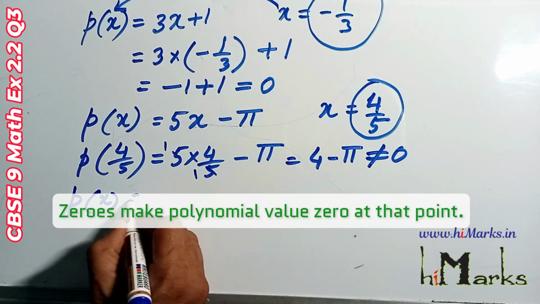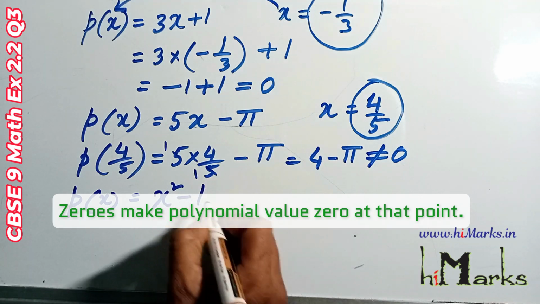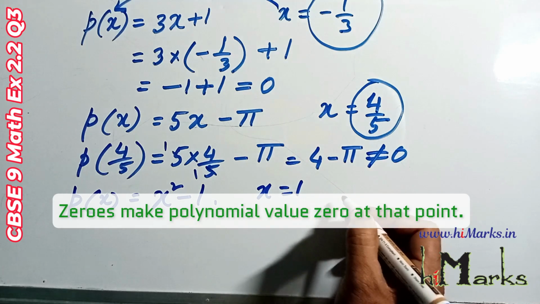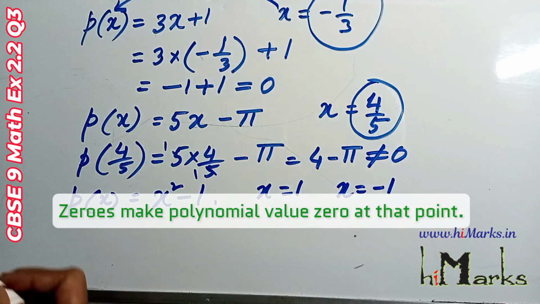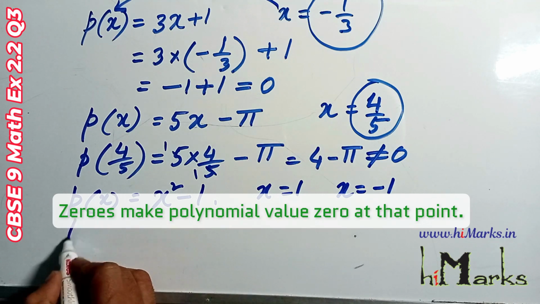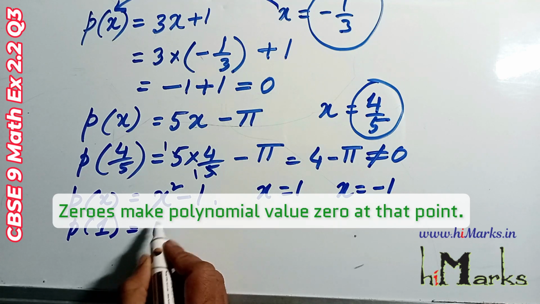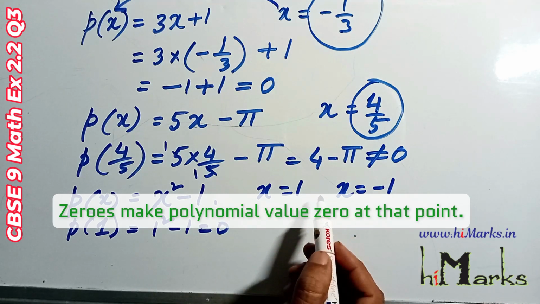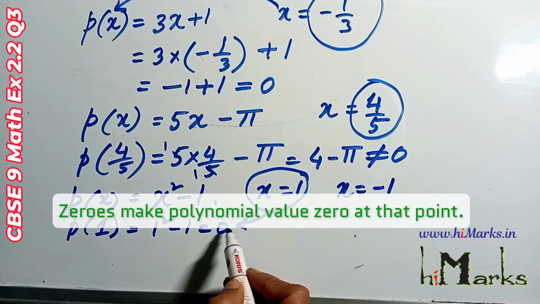P of x is given as x square minus 1. Here it is asked to test whether x equal to 1 is a zero of the polynomial, and also x equal to minus 1. Both the values we need to test. So let us first test with x equal to 1. So what we write? P of 1, in place of x square we'll put 1, 1 minus 1 is zero. So this is a zero of the polynomial.